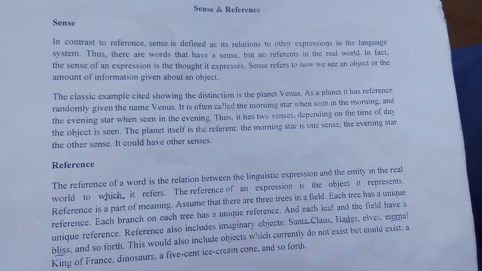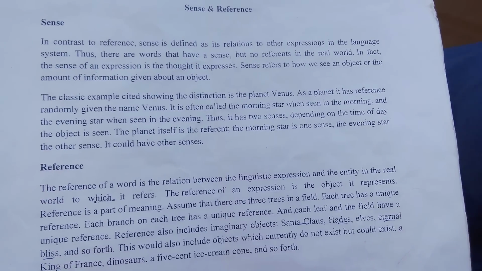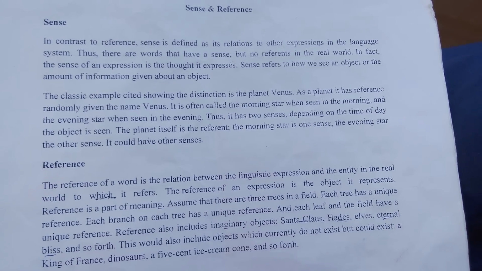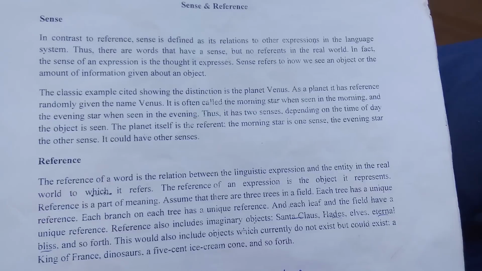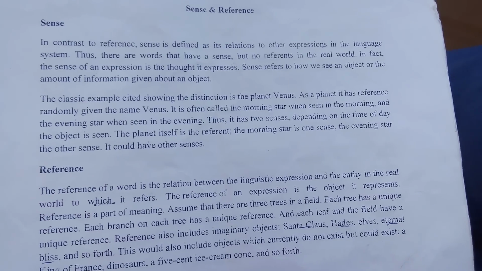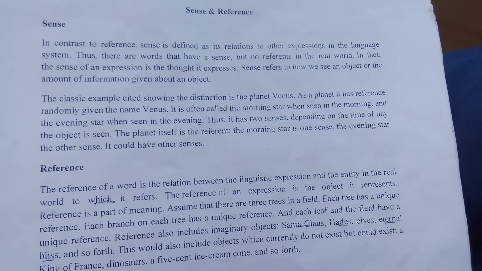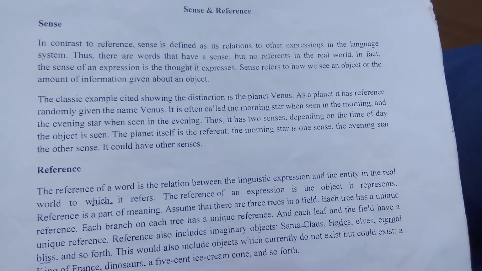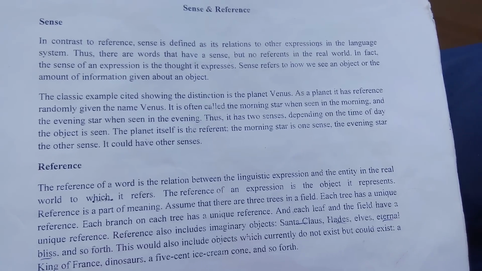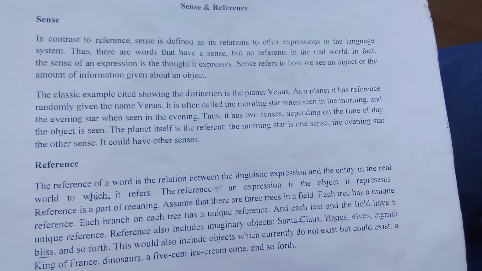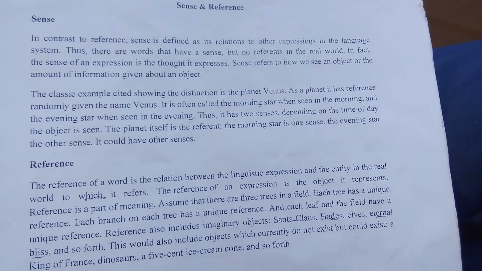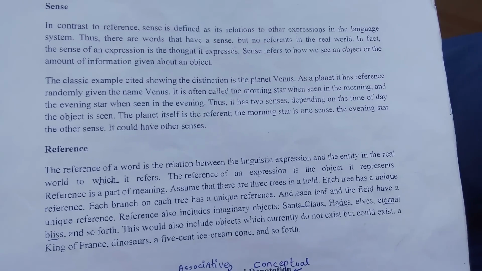The classical example showing the distinction is the planet Venus. As a planet, it has a reference, randomly given the name Venus. It is often called the morning star when we see it in the morning and the evening star when we see it in the evening. Thus, it has two senses, depending on the time of the day the object is seen. The planet itself is the referent, the morning star is one sense, and the evening star is the other sense. It could have other senses.